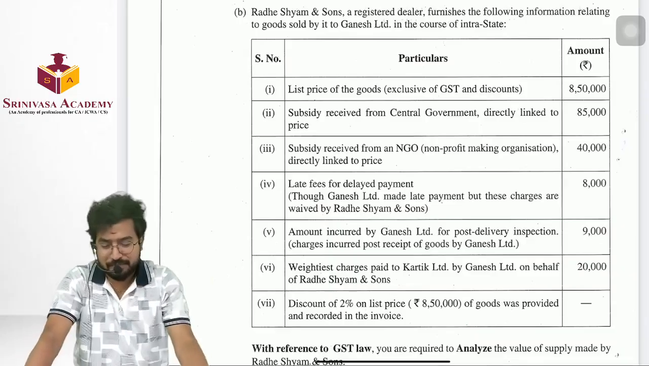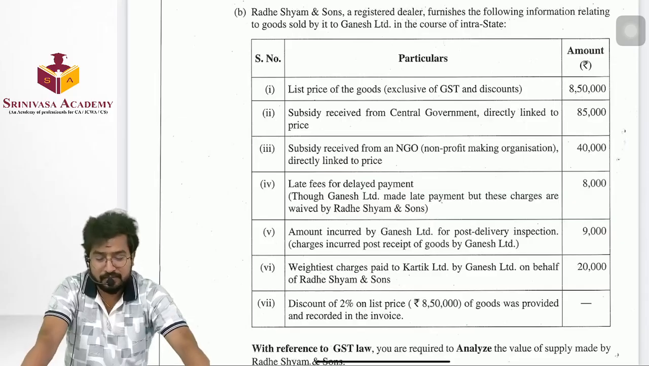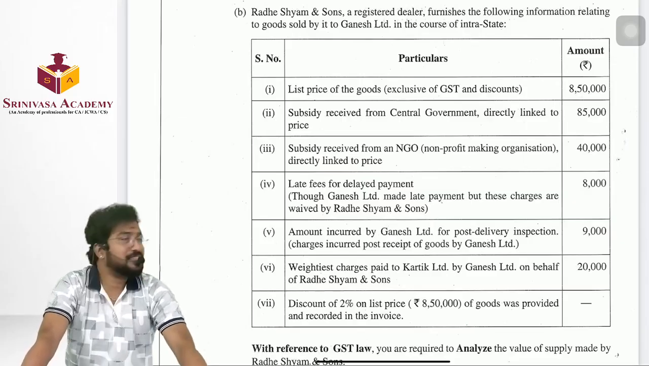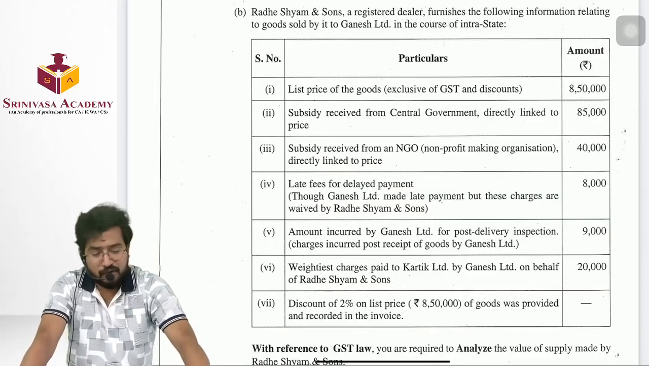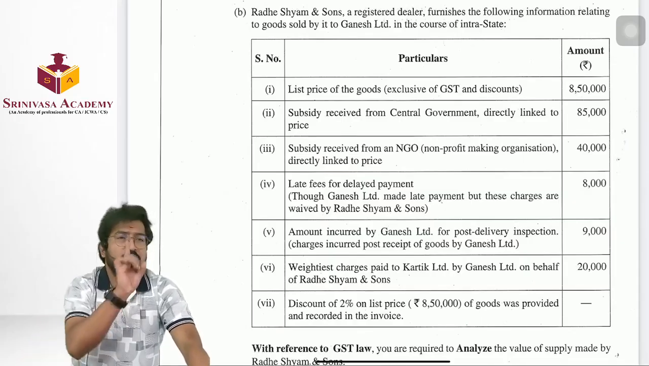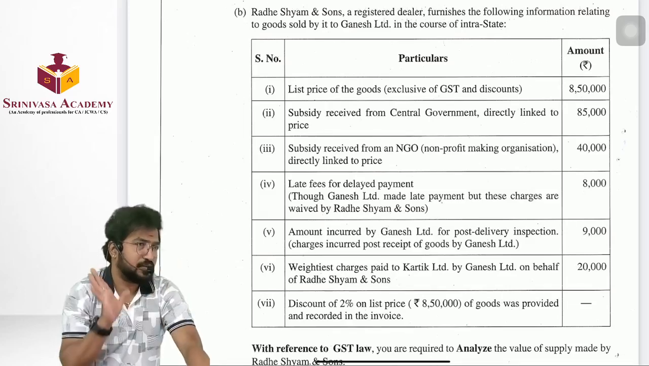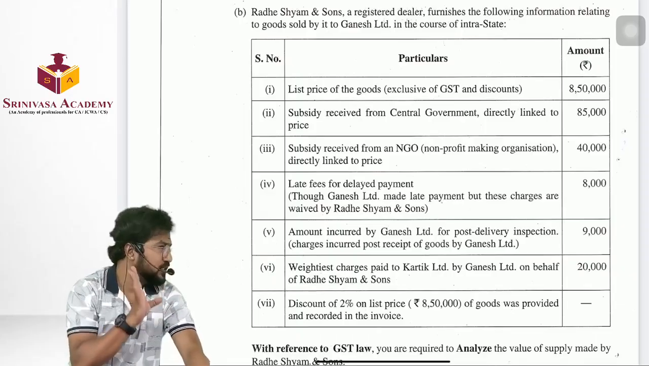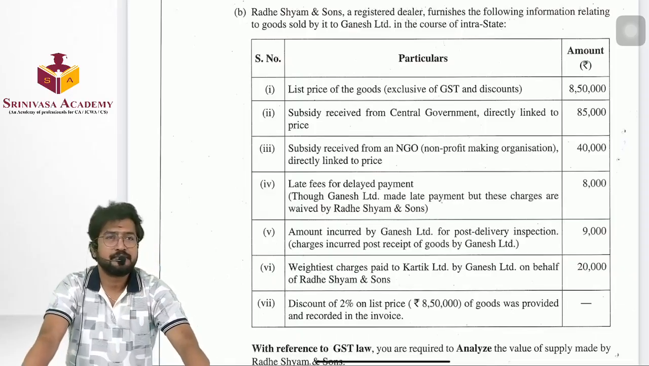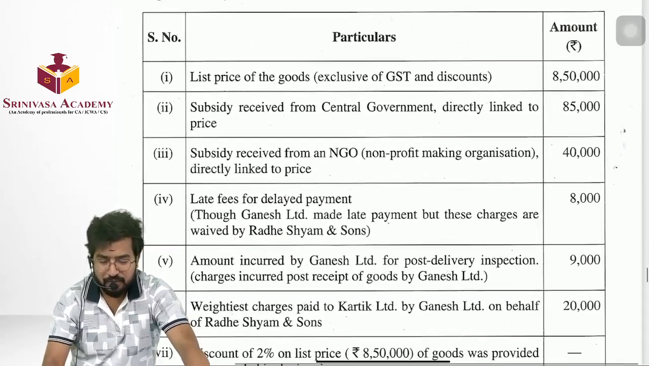Coming to Radhesham and Sons. A registered dealer furnishing the following information relating to goods sold by it to Ganesh Limited. One important thing you should do is first identify who is the seller, who is the buyer, who is the supplier, who is the recipient. Who is the supplier? Recipient? Ganesh.